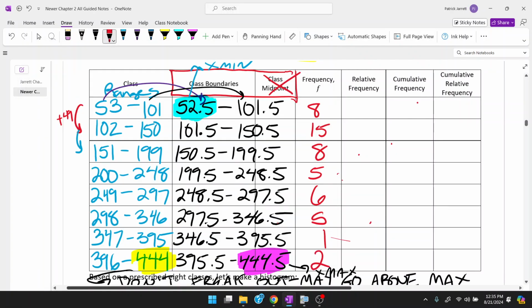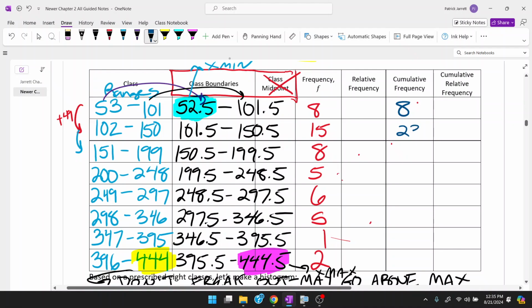Now, we can make the cumulative frequency. What is the cumulative frequency going to start at? It's going to start at 8. And then the one immediately following that will be 8 and 15, which is 23.